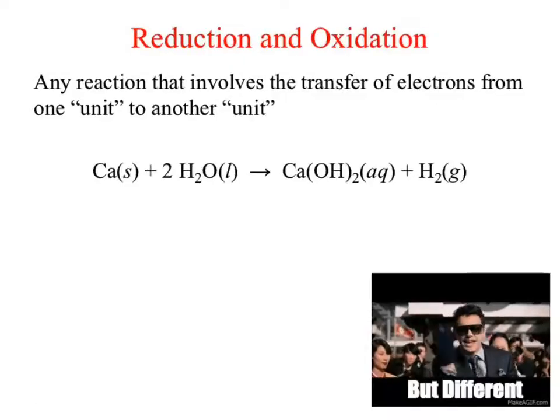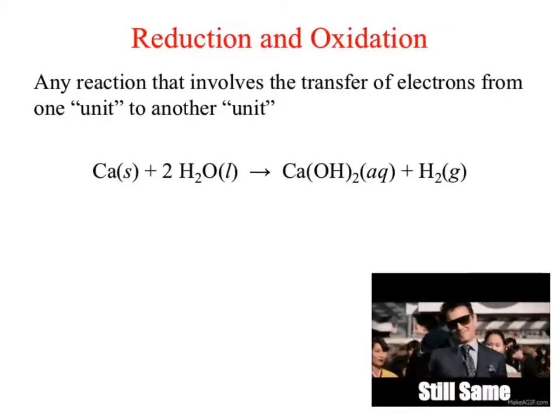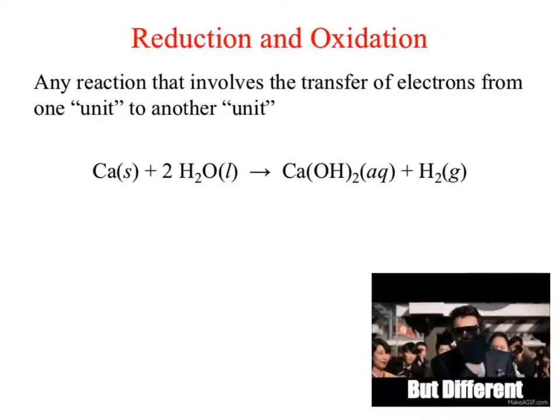Oxidation and reduction. Okay. What do we got? Do we got any questions here?